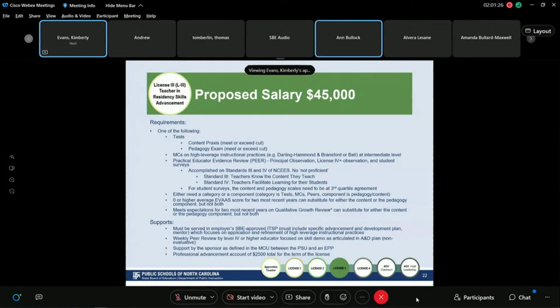I completely understand that. But could you just send out that whole list and what we recommended again? That might be a good reminder for folks. Sure. So thank you. Yeah, there was a lot of debate around student surveys. I do remember that. Anything else on license 3?